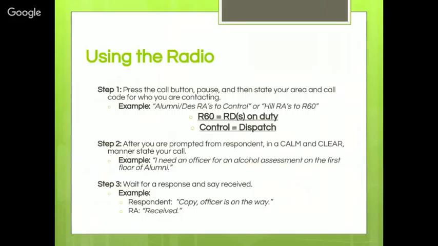The alcohol assessment is very important, as any sort of assessment that's going to be needed. It's important for the officer to know that that's what they're getting into. And then also they need to know what floor you're on, what building. That's the other piece. The location is really important because if the officer doesn't know the location, they can't get to the emergency. And step 3 is you're going to wait for a response and say received.